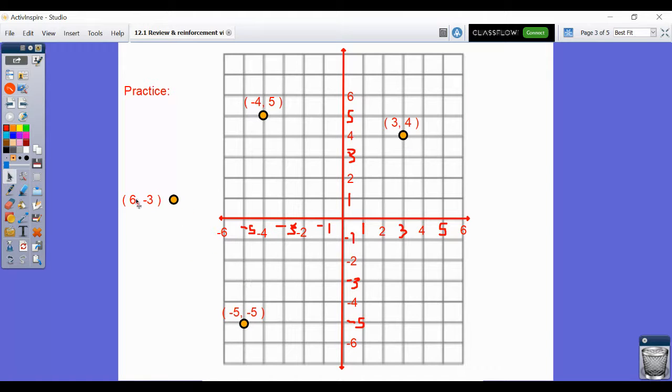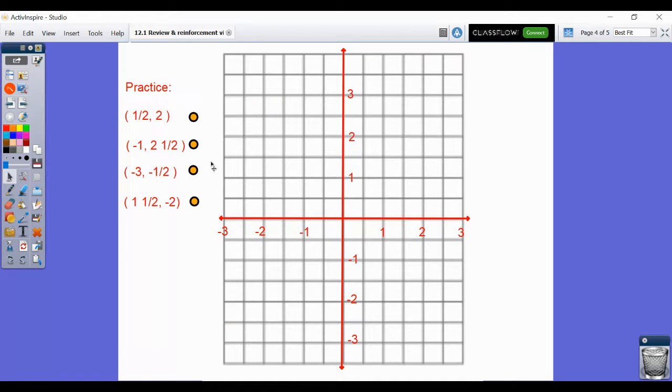Our last one on this page, we have positive 6, negative 3. Start at the origin. Positive 6, we go right. Negative 3, we go down. And we can find that negative 3 because we labeled it. Plot our point, and label our coordinates. Let's go to one more page of practice. This one is a little bit trickier.